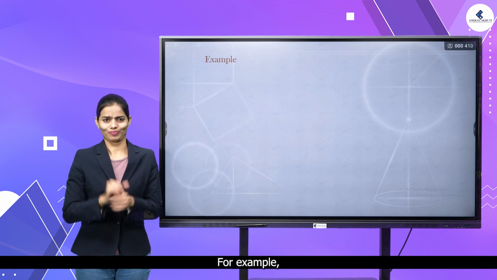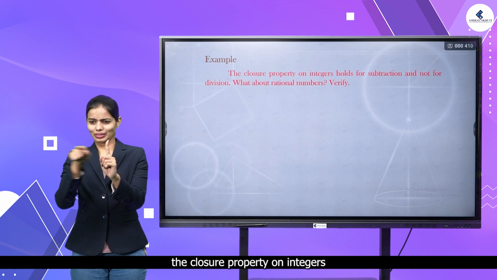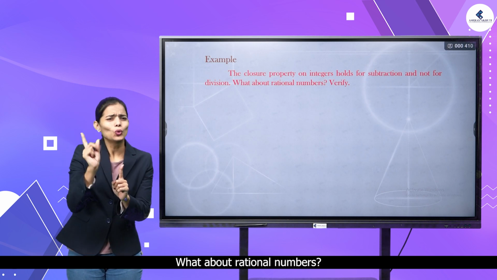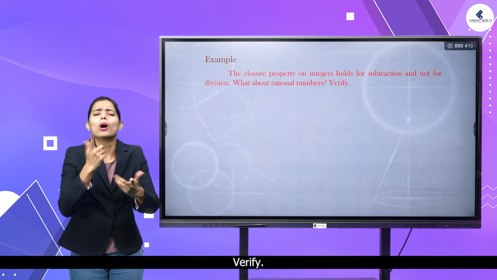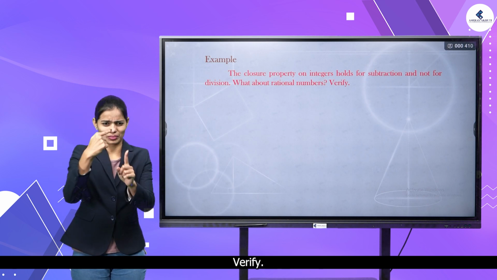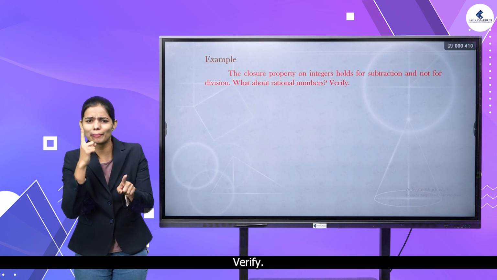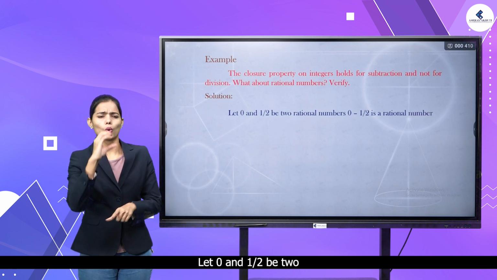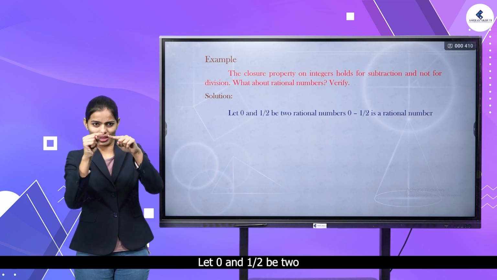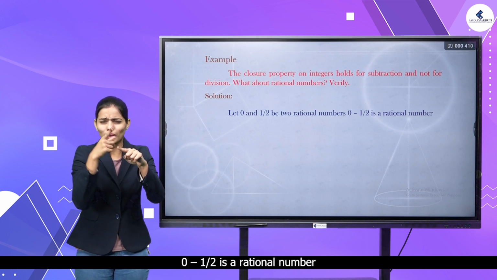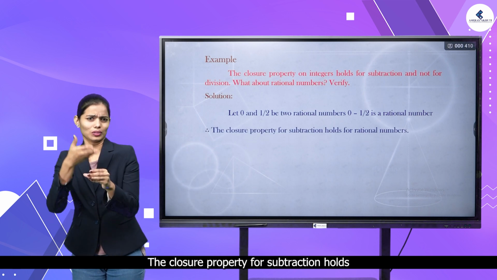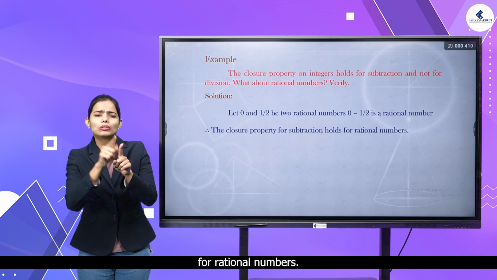For example, the closure property on integers holds for subtraction and not for division. What about rational numbers? Verify. Solution: let 0 and 1 by 2 be two rational numbers. 0 minus 1 by 2 is a rational number. The closure property for subtraction holds for rational numbers.